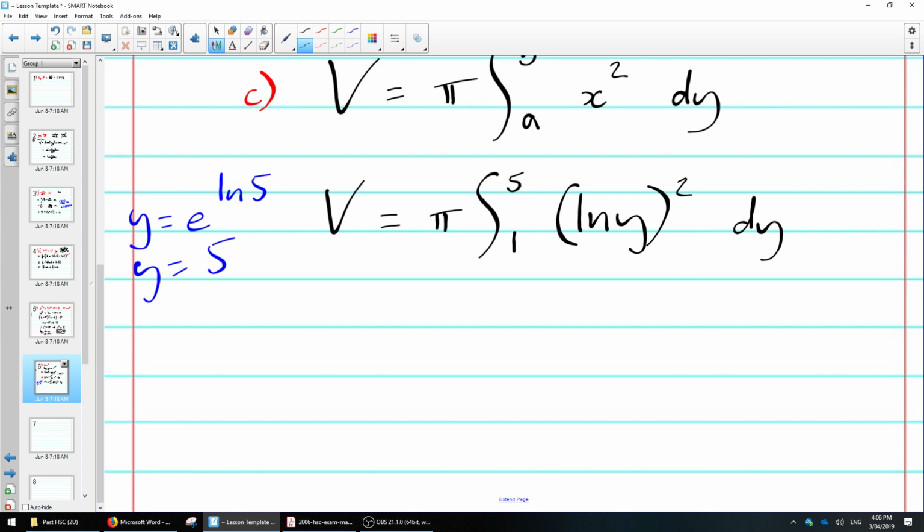Alright? You need to realize that we're not rotating around x. So most people did 0 then 5. That'd be right if we're rotating around the x axis, but we're rotating around the y axis. Maybe we need to think of the y values as opposed to the x values. Alright?